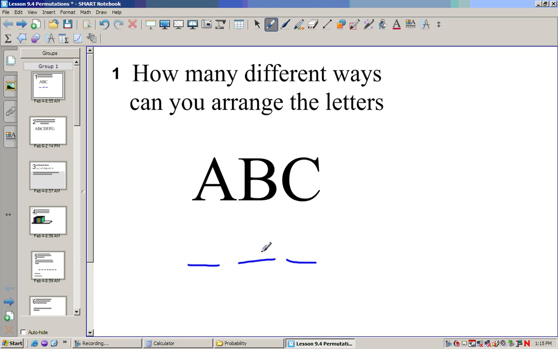Well, if I do three random blanks, there would be three ways I can pick a letter for the first blank. Then if that one's picked, there's two letters for the next blank, and then one letter for the next blank. So there's a total of 6 ways I can flip-flop these three letters.